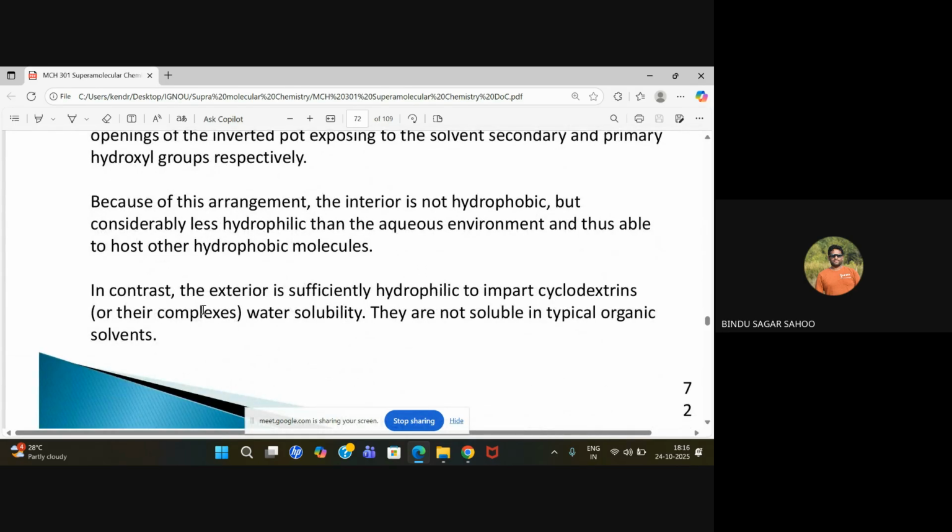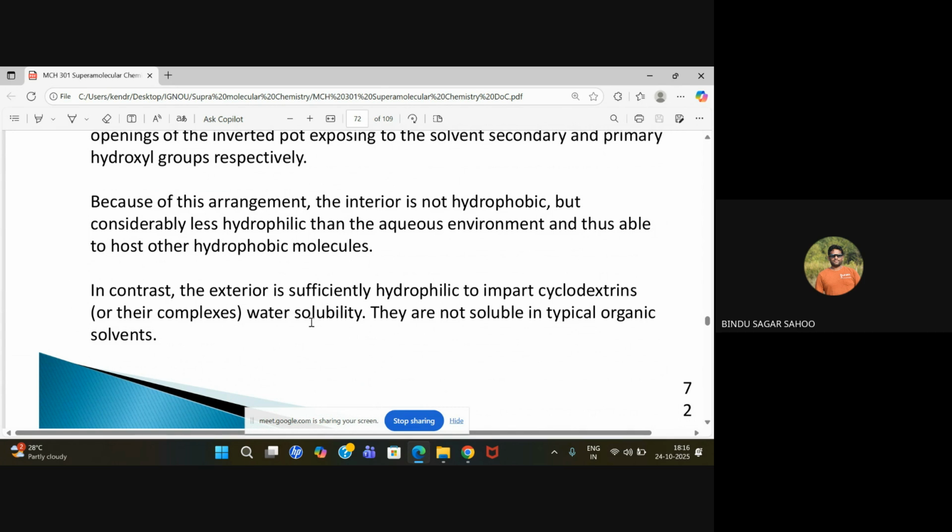So here you can see in contrast, the exterior part is sufficiently hydrophilic. That means the exterior part is hydrophilic enough to make cyclodextrin water soluble. Due to the hydrophilic nature of the outer OH groups, they can interact with the polar solvents, and that's why these are water soluble compounds. These are not suitable for typical organic solvents. Organic solvents means we can take benzene, toluene, which are non-polar in nature. And the cyclodextrin containing guest has hydrophilic groups in the exterior part, that means it is polar in nature.